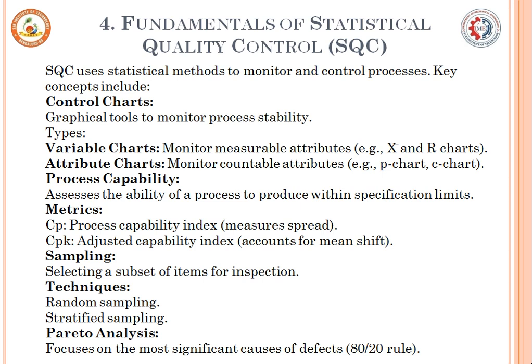Process capability here, they are going to assess the ability of a process to produce within the specification limit. So there will be metrics like process capability index and adjustable capability index. So sampling will be done, selecting a subset of items for inspections. Technique may be random sampling, stratified sampling. There is also Pareto analysis where most significant process outputs, like the 80/20 rule, is applied.